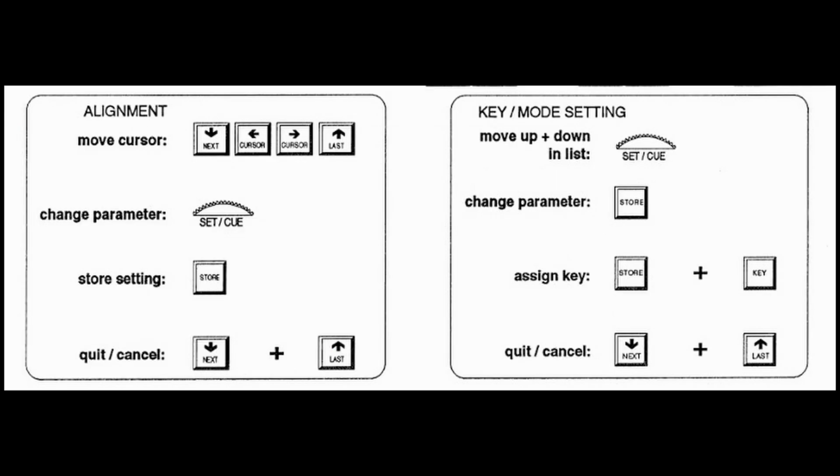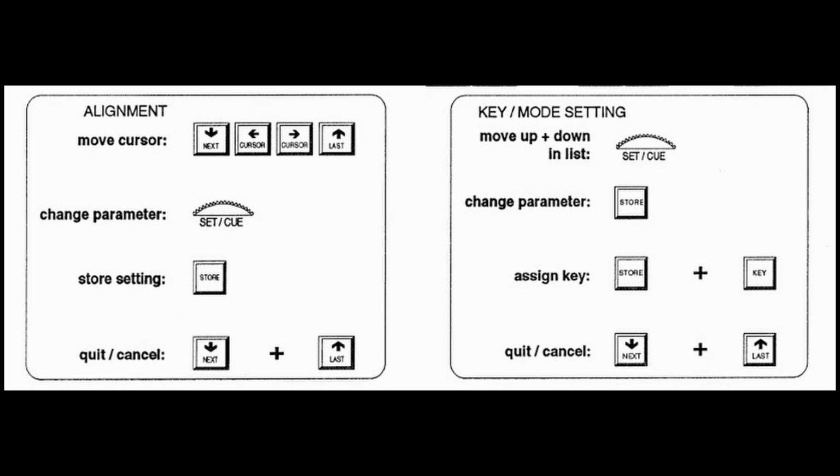One more thing here now. Let me just show you. These are basically the button presses that you have to do. On the alignment one, you move your cursor around with the arrow keys, and you change your parameter with the set cue wheel, and then store it. That's how we just did what we talked about. Get down there where you want to do it, change the parameter with the set cue, hit store, and then I get out of there.